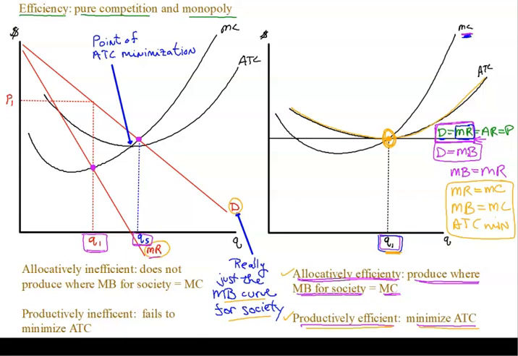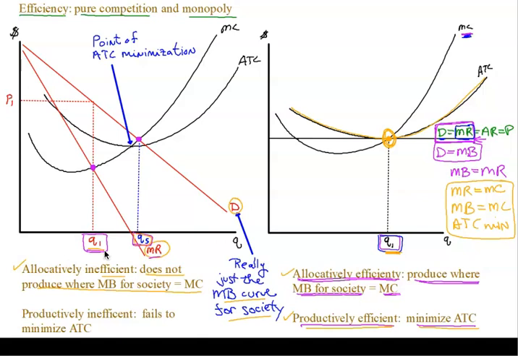The social optimum here is at QS. And so as a result of that, the firm will be allocatively inefficient. They do not produce where the marginal benefits for society equal the marginal cost. That was out here at QS, but that's not where they're going to produce. They're going to produce at Q1.